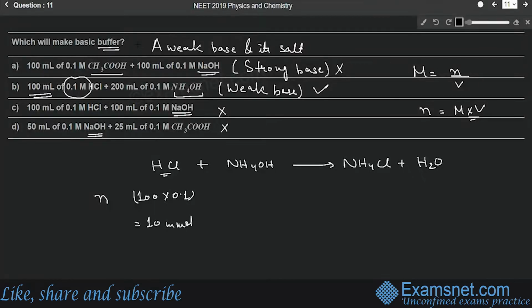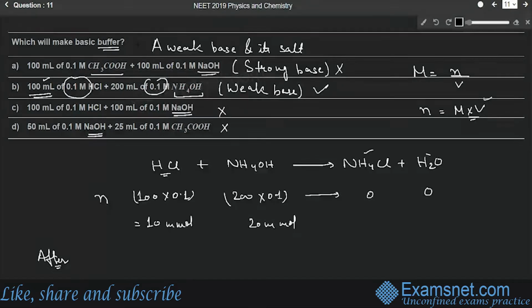Why millimoles? Because we know that volume is written in liter, but here it is milliliter, so the number of moles will also be in millimoles. Similarly for ammonium hydroxide the volume is 200 and the molarity is 0.1, so 200 into 0.1, that means 20 millimoles, right? Now this is before reaction and the number of moles of ammonium chloride and water will be 0 before the reaction. Now what will happen after the reaction?